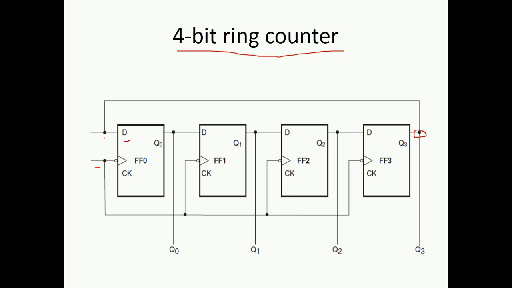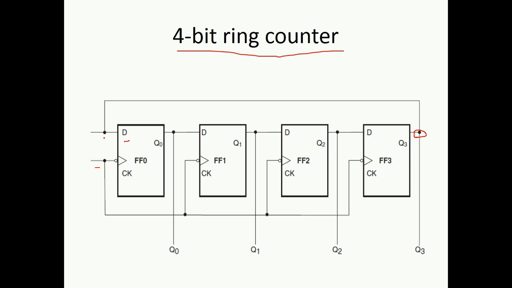We can also use JK flip-flops for the implementation of a ring counter. The only difference will be that the output from the last flip-flop will be given as the input to J as well as K of flip-flop number 0. So that will again start behaving as a ring counter.